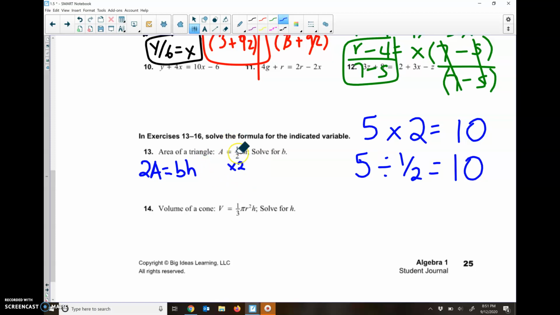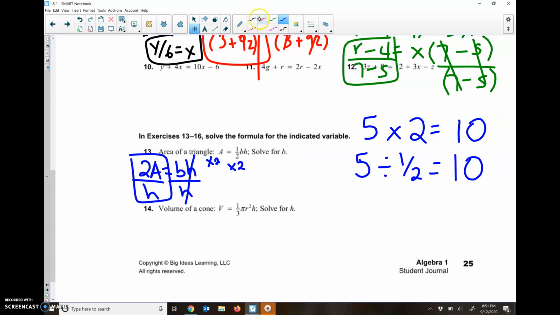Instead of really dividing by 1/2, we can just think of it as multiplying by 2. Half of 2 turns into 1, so it's 1bh. And I multiply this side by 2, there's my 2a. So now I have b times h. I'm going to get rid of h by dividing by h. So b equals 2a divided by h.